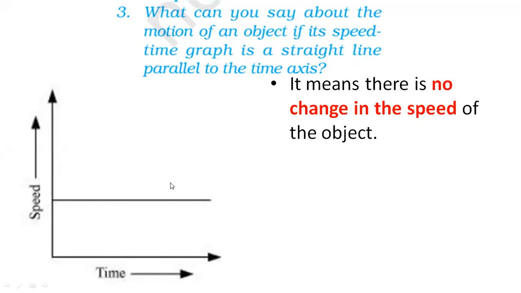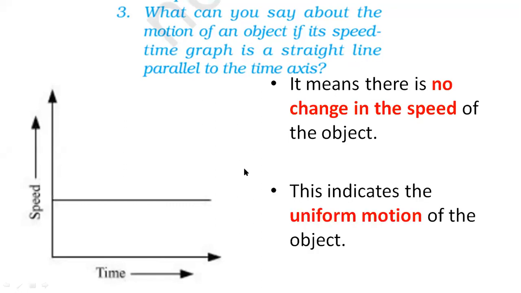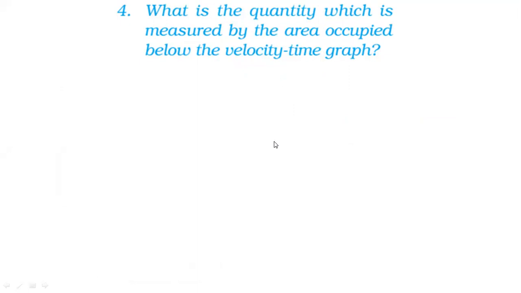So what is the meaning of this? That the speed is not changing with time. There is no change in the speed. That is basically the meaning of this. And what can we then say? That this indicates the uniform motion of the object. Speed is not changing for this particular object, and this object is in uniform motion.